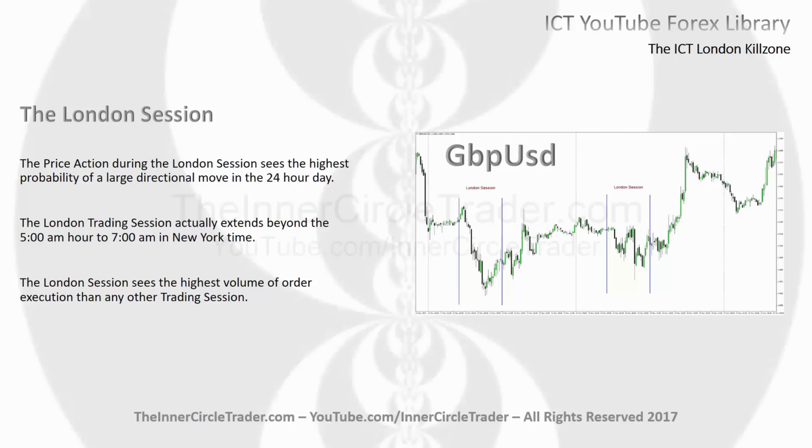Now, the London trading session actually extends beyond the 5 a.m. hour to 7 a.m. New York time. The London session sees the highest volume of order execution of any other trading session.